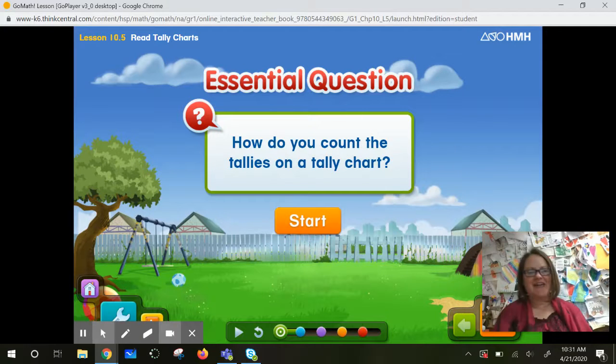Hello, we're here again, another day. Today, we are learning another way to track data, and that is using tally marks. We will be using tally marks on tally charts to help us make graphs.